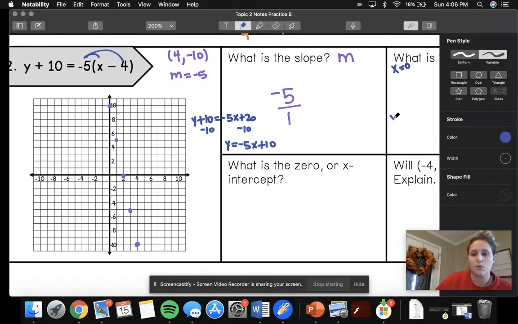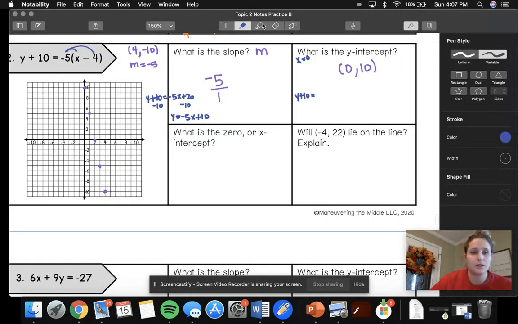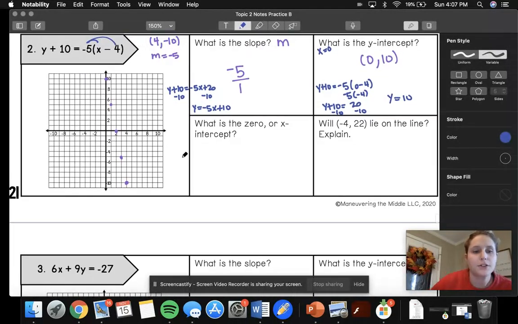You would have y plus 10 equaling -5, 0 minus 4. Then 0 minus 4 is -4. This would be 20. Take away the 10. There's 3 different ways you guys can find the y-intercept. Okay? For the x-intercept, if you graphed it first, you could see that the x-intercept is 2.